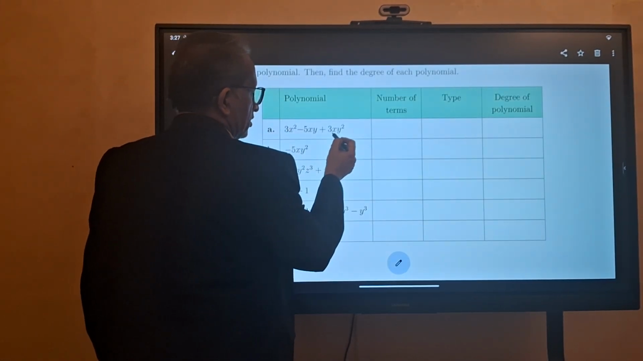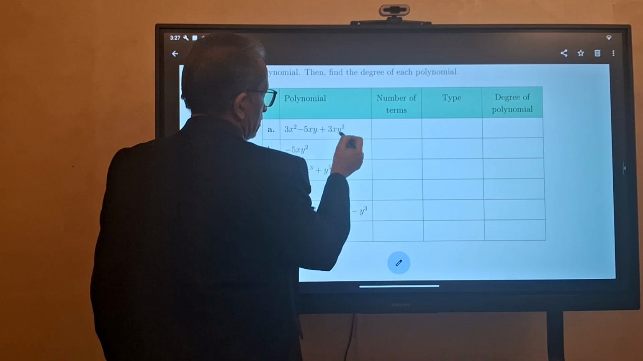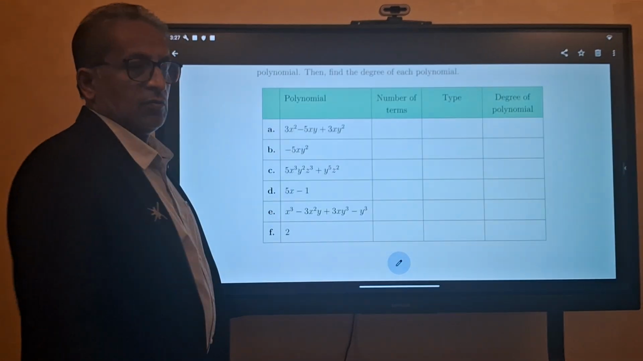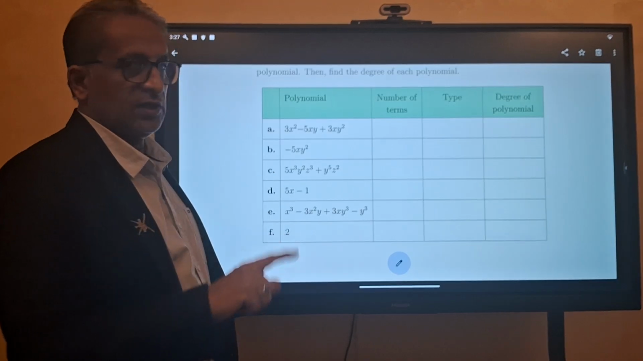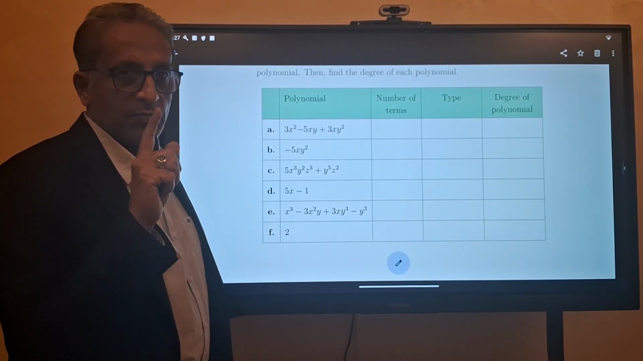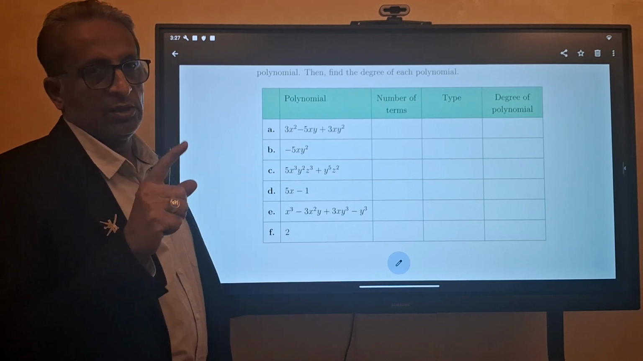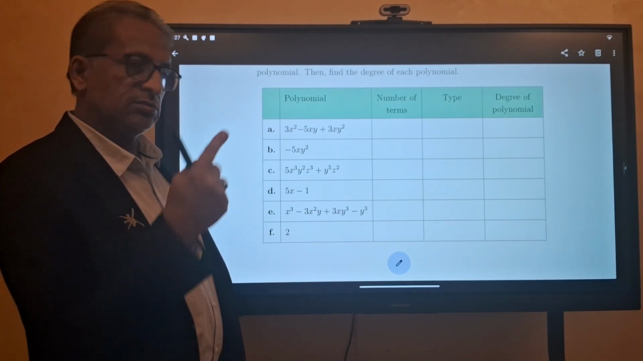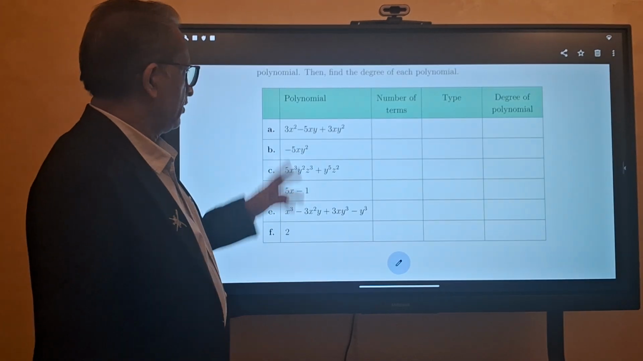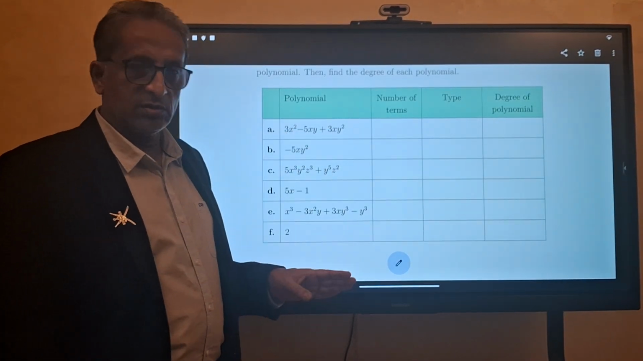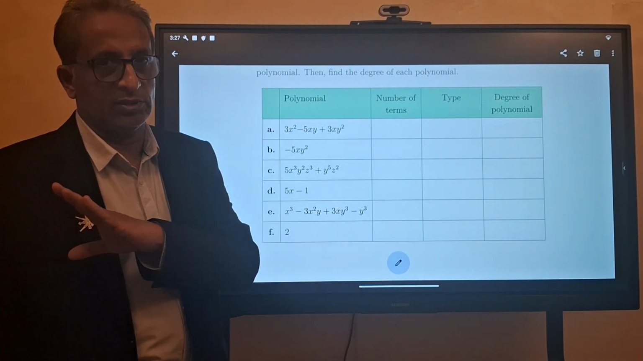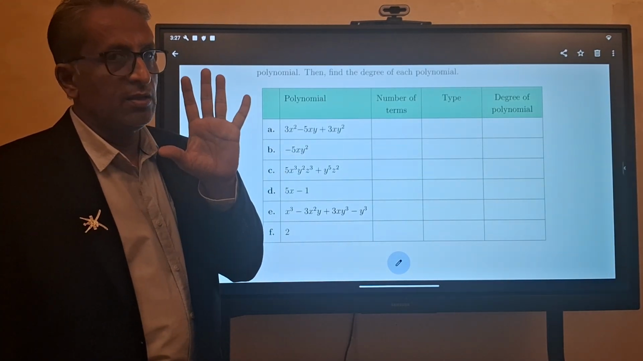What is the degree of the third term? The power of x is 1, the power of y is 2, 1 plus 2, 3. So what is the degree? Degree of a term means we have to add the powers of the variables. If we have a single variable, just take that power as the degree of that term. If there are more than one variable, add the powers of all the variables. So that is the degree of a term.